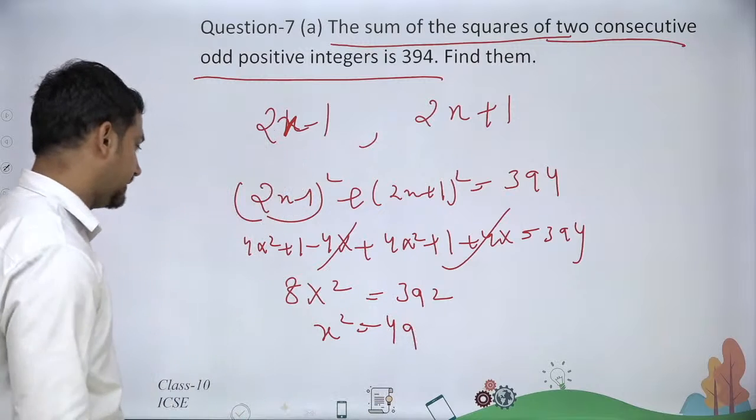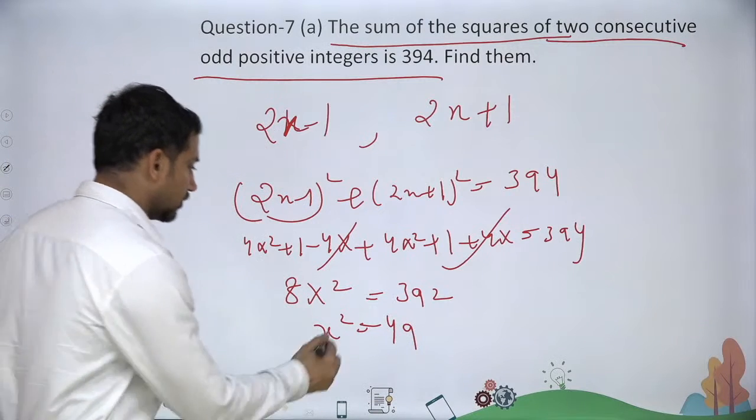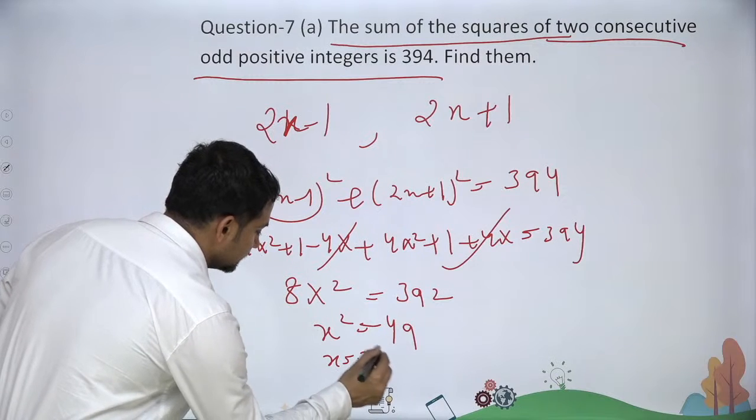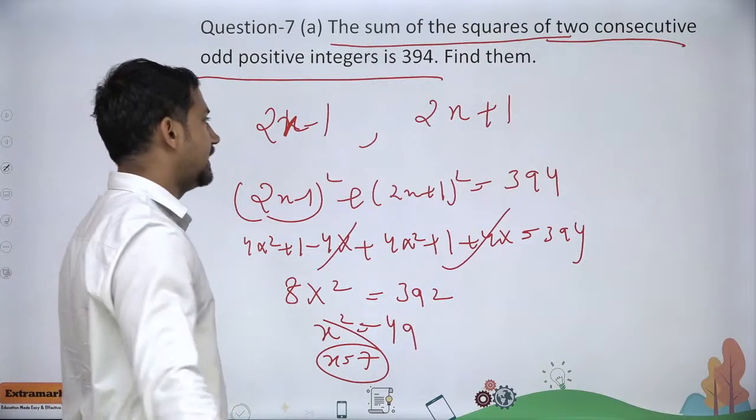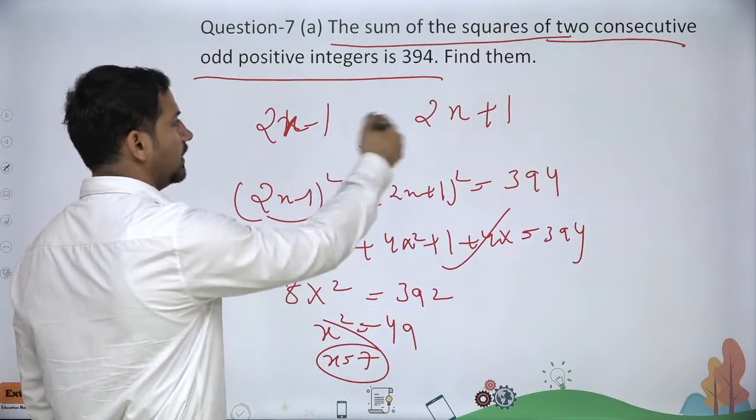X square should be equal to 49, then x is equal to 7. If x is equal to 7, then we put it in and find the numbers.